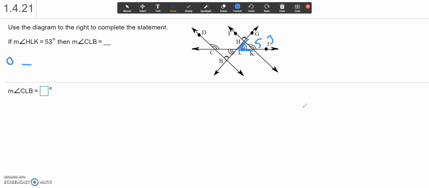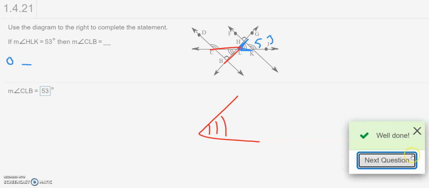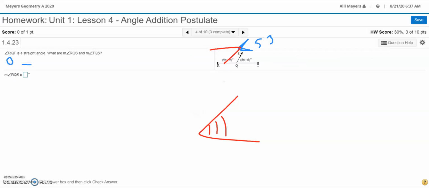I want to say how big CLB is. CLB, trace the letters like that. So here's what I'm saying. Those 3 both have 3 little congruent marks, 1, 2, 3. That means they go together. The ones that have 2 go together. The ones that have 1 go together. Those angles are the same, so I know that they both have to be that 53 degrees. That was kind of a crazy picture.